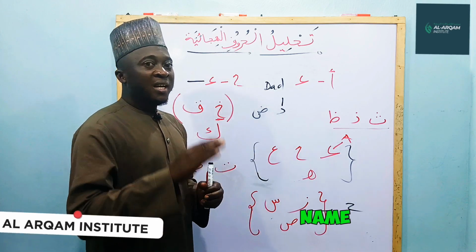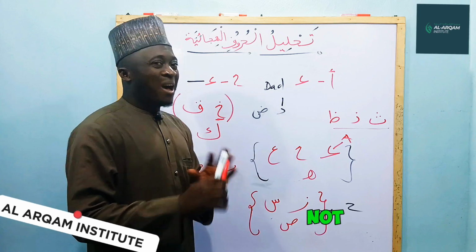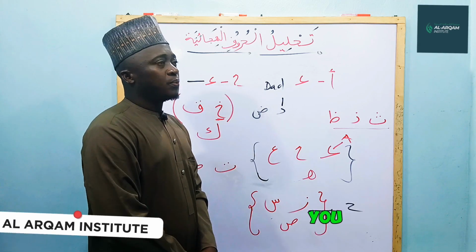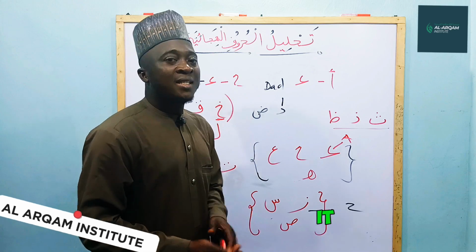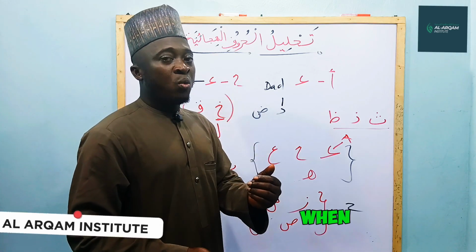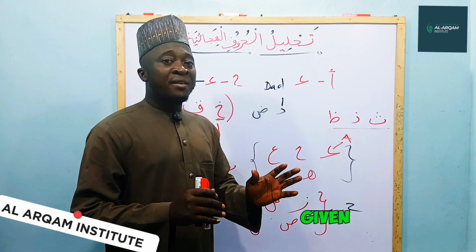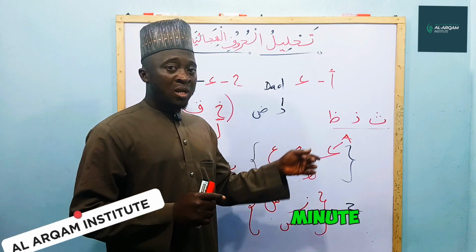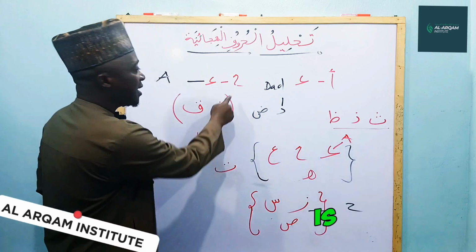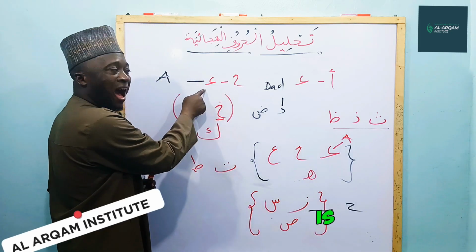There is a name Habib, not Habib. Some will call it Habib. Habib, they are calling you. No, it is not Habib, it is Habib. You can see Habib. Once you say Habib, you have given another meaning to that name. It is ha, not a. So this is ha and this is a.